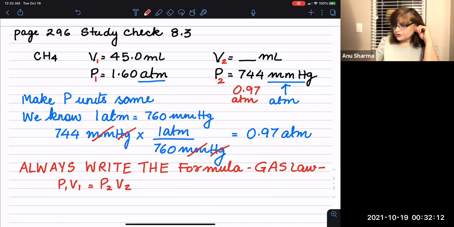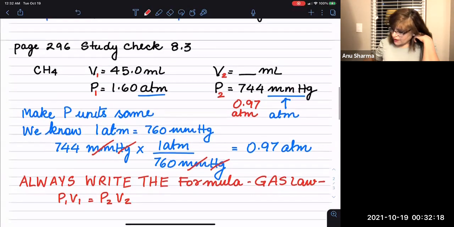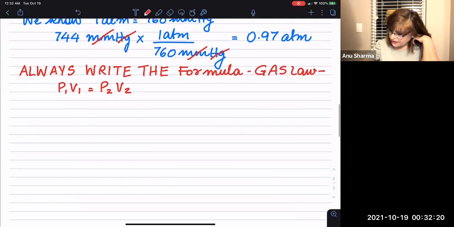Okay, so the pressure is decreasing. So ideally, you should see that the volume should increase. So how does this happen? We need to find V2. This is what we need to find.